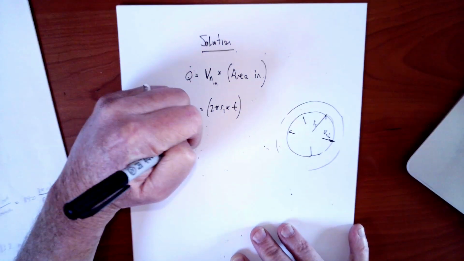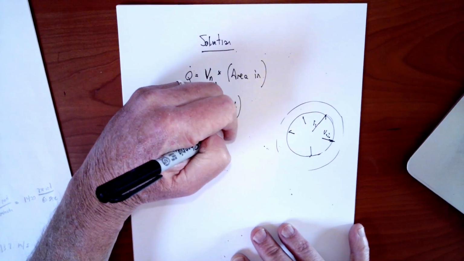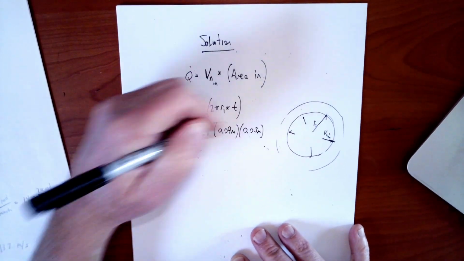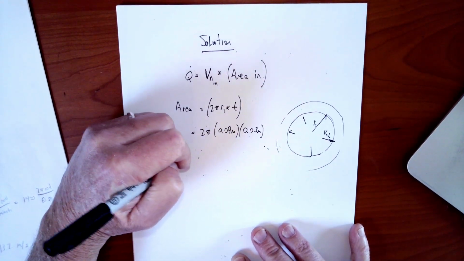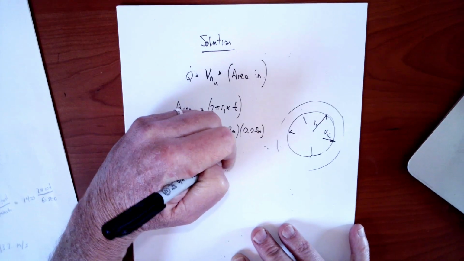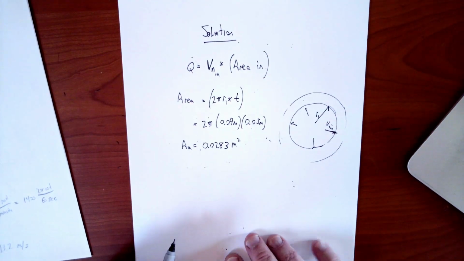So we can easily calculate that. That's 2 pi. We know R1 is 0.09 meters, and we know that the thickness is 0.05 meters. So that gives us an area of the inlet surface of 0.0283 meters squared. So no problems there.